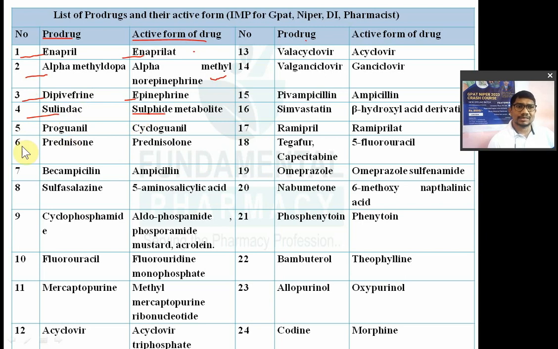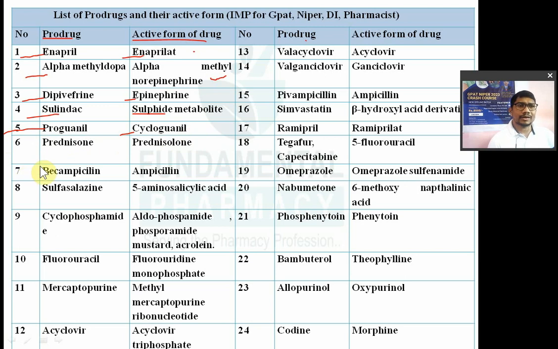Now next drug is proguanil. Next drug होता है proguanil. Proguanil is a drug used in the treatment of malaria. It is converted into one metabolite known as active metabolite cycloguanil. So prodrug proguanil, active metabolite होता है cycloguanil.